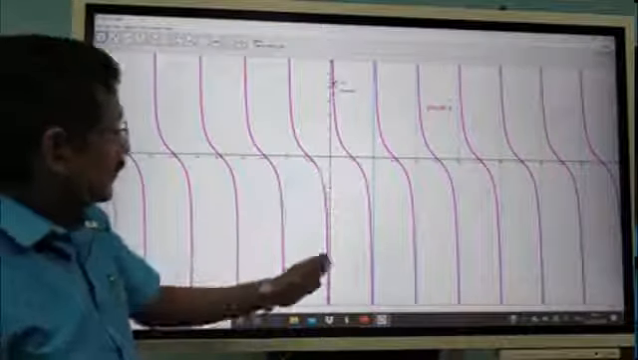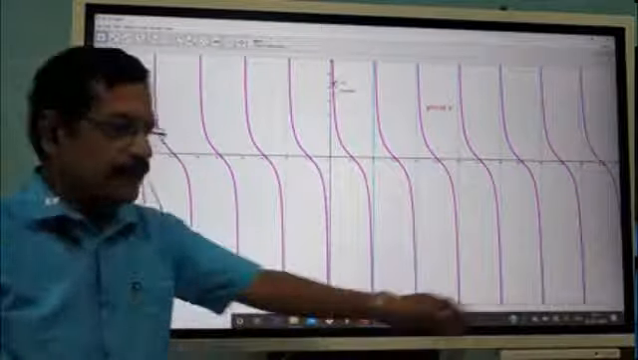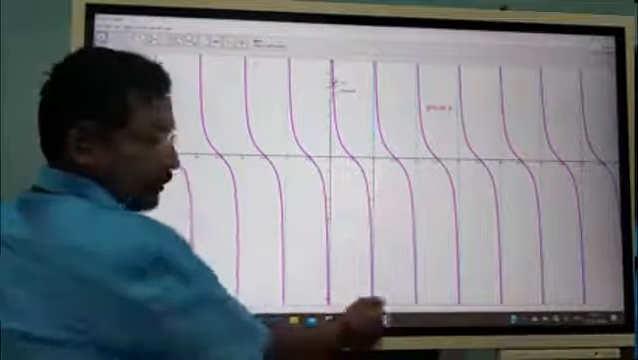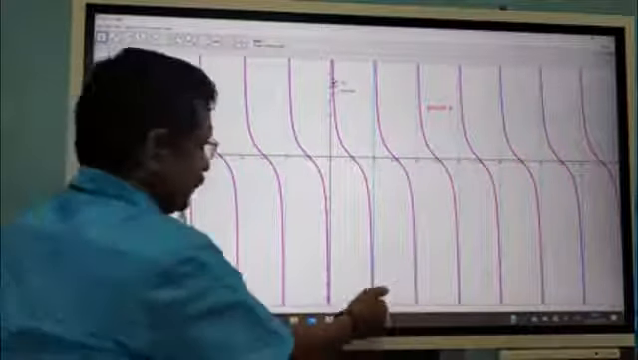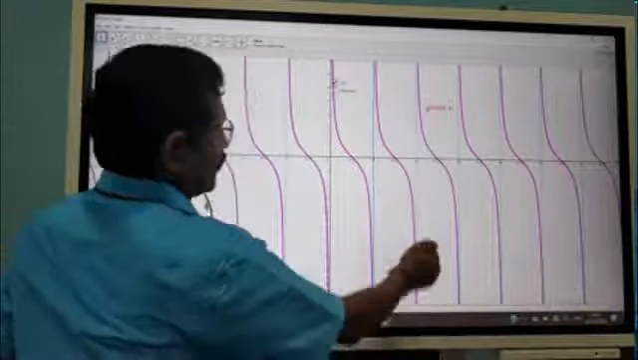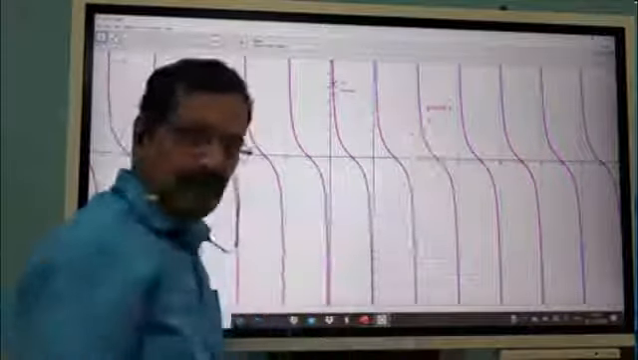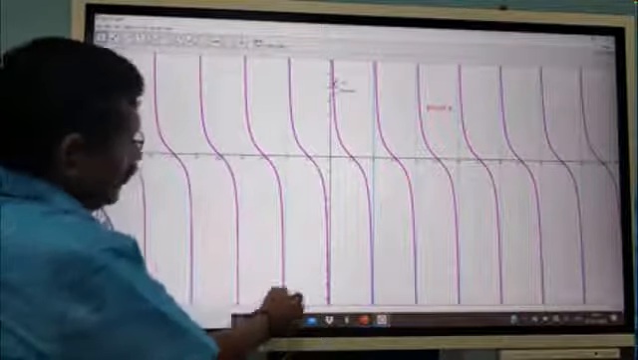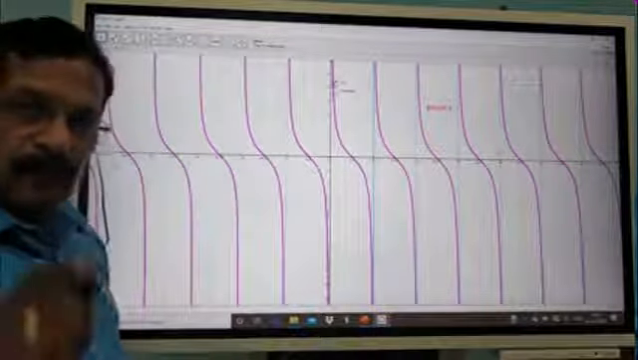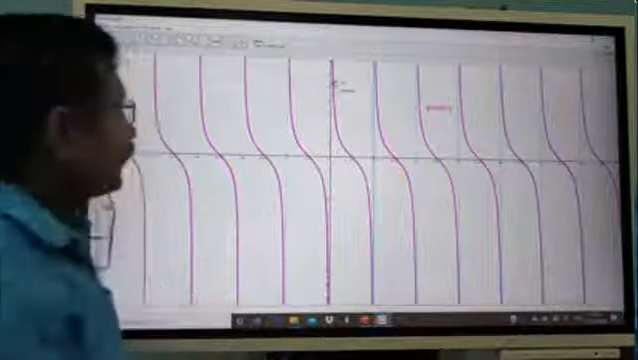Now, you can see that there are some green dotted lines. See, in between 0 to pi, the cotangent takes values from minus infinity to plus infinity. Now, pi to 2 pi also it takes minus infinity to plus infinity. 2 pi to 3 pi also it takes minus infinity to plus infinity. And here in minus pi to 0 also it takes minus infinity to plus infinity. So, we are restricting the domain to 0 to pi.